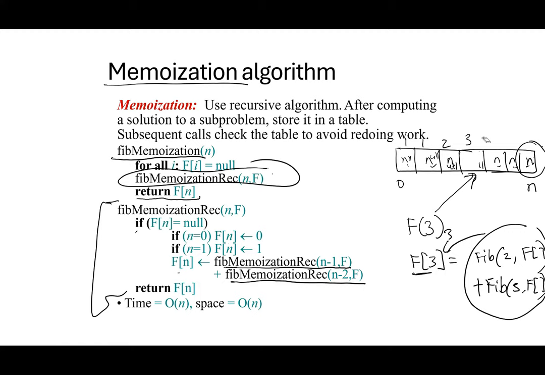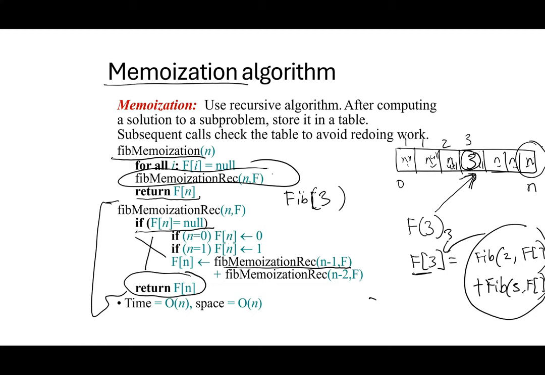Next time when Fibonacci 3 is called somewhere, it will go inside and check if this third place value is null. It's not, so it doesn't do any of these things, because this is not null. It will just directly go and return this value. Wow, you see that? It doesn't make the recursive calls anymore.